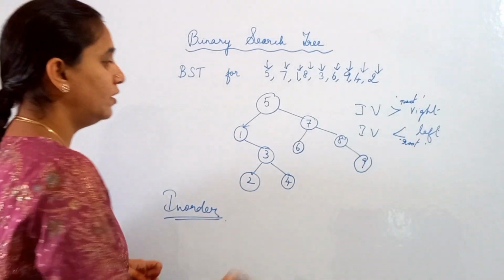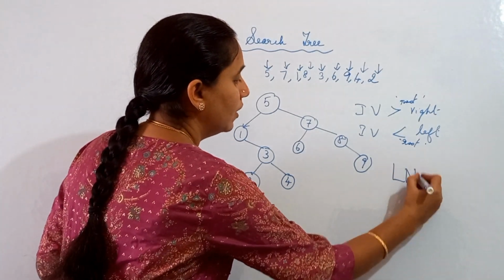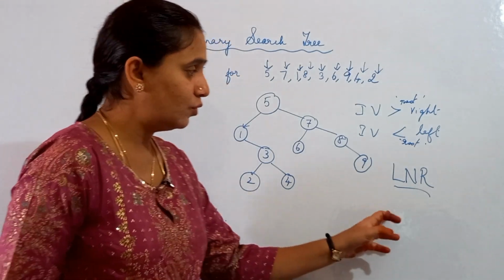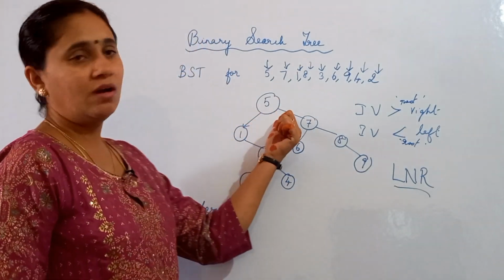So, what is the in-order traversal? It is left node, root node, and then right. So, this is the condition: left node, root node, and right. Let me start from here.